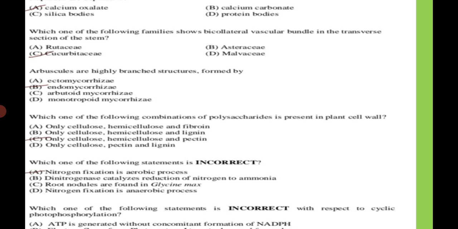The next question: which one of the following combinations of polysaccharides is present in a plant cell wall? The plant cell wall is made up of cellulose, hemicellulose and pectin. Option C is the answer of this question.